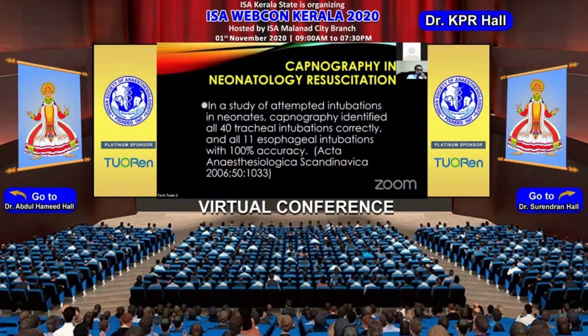What about capnography in neonatology resuscitation? In a study of attempted intubations in neonates, capnography identified all 40 tracheal intubations correctly and all 11 esophageal intubations with 100% accuracy. And it is very critical that we intubate the newborns correctly in order to have good resuscitation outcome.